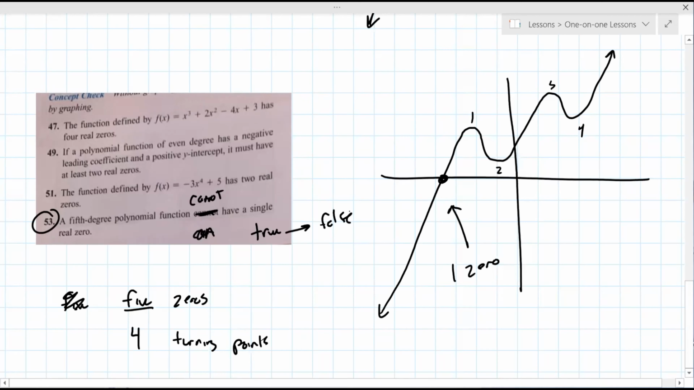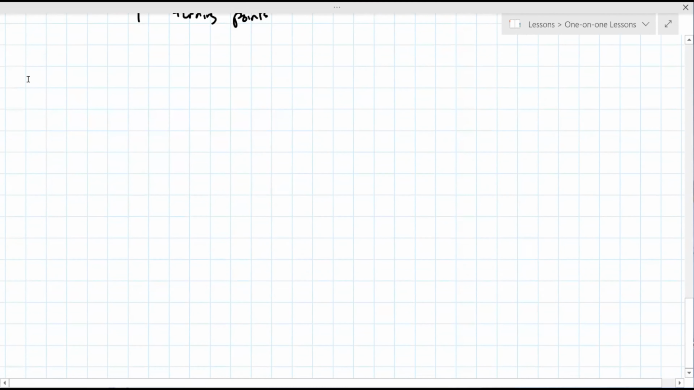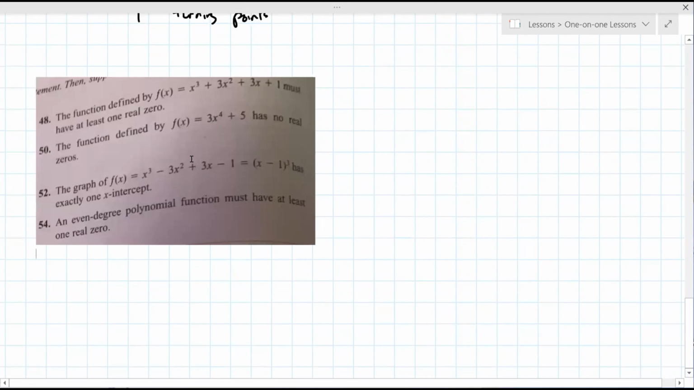All right. Now we got to do the evens. Let's go on to number 48. Okay, I'm going to get caught up to here. Let me snip this picture in. Okay, the function defined by f of x equals x cubed plus 3x squared plus 3x plus 1 must have at least one real zero.